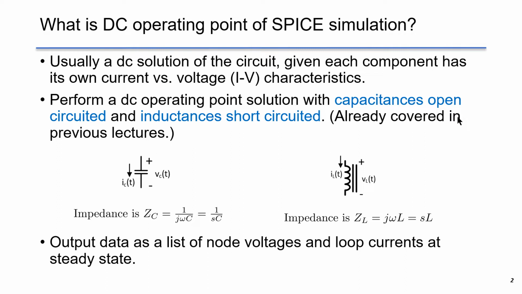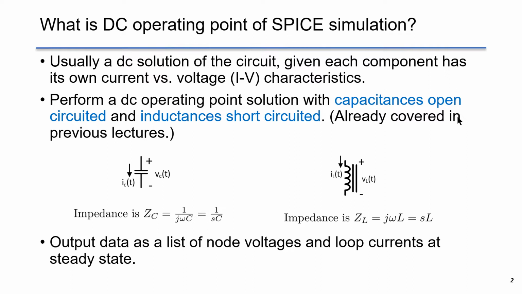When we perform a DC operating point solution, the capacitor will be considered as open circuit and the inductor will be considered as short circuit. Why? The answer has been discussed in previous lectures. If we look at the impedance of a capacitor, Z sub C equals 1 over SC. The S variable goes to 0 at DC solution. The capacitor has infinite impedance, and it is like open circuit. For the impedance of the inductor Z sub L, when the S variable goes to 0 at DC, it has 0 ohm impedance and is like short circuit.